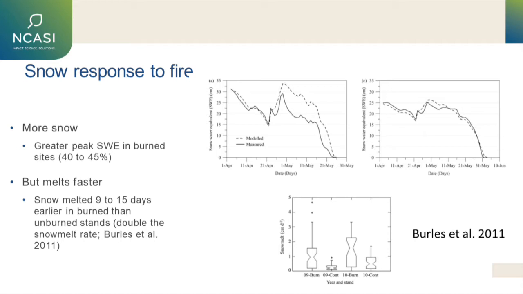We'll talk a little bit more about this in terms of observations following clear cut, which would follow a similar pattern. The panel on the bottom is showing you the snowmelt rate. There are two different years that are measured, but it's showing you that the snowmelt rate is actually double that in the burn stand relative to the control stand.